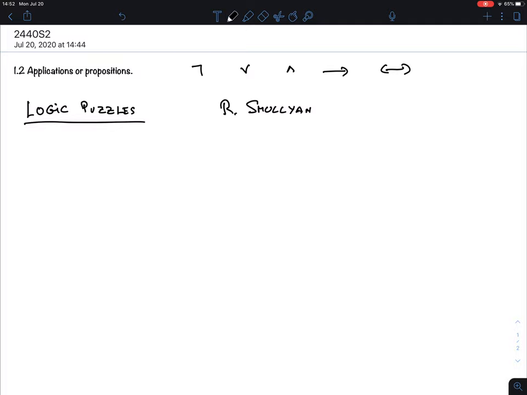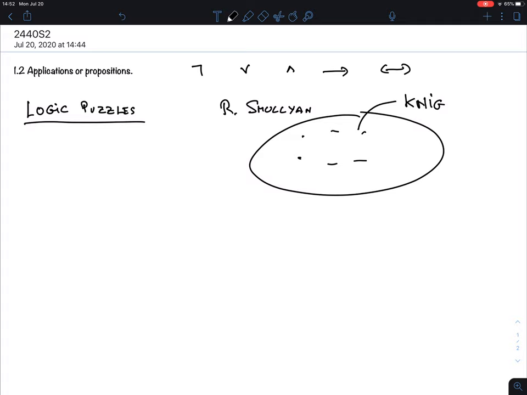So, he came up with this type of puzzle. And he says, there's an island where two types of people live. On this island, there are a lot of people, okay? And there are two types. Either they are knights, or they are knaves. Now, a knight is a noble guy, and so what is a knight? He always speaks the truth. He's always truthful.